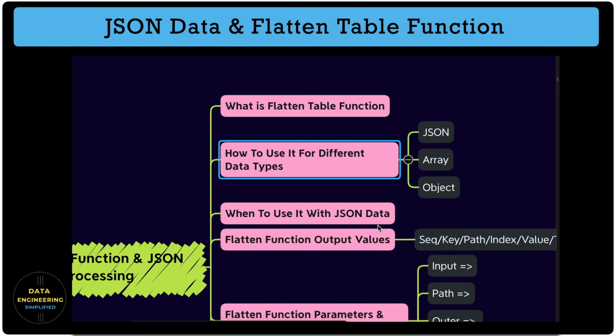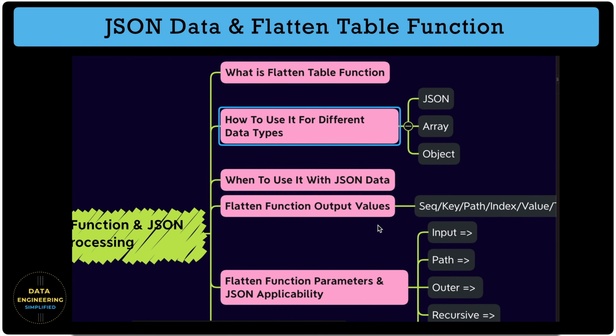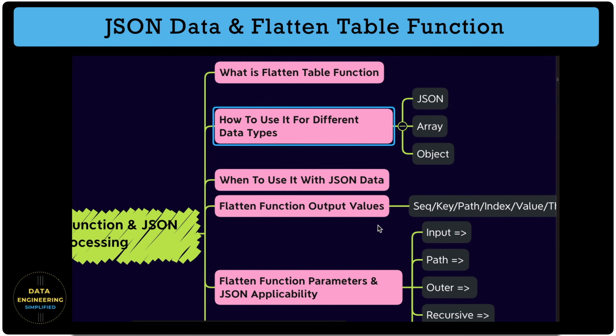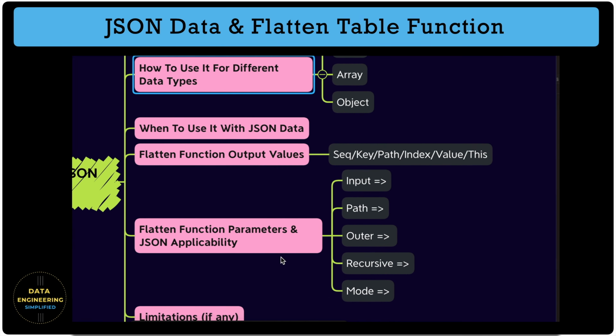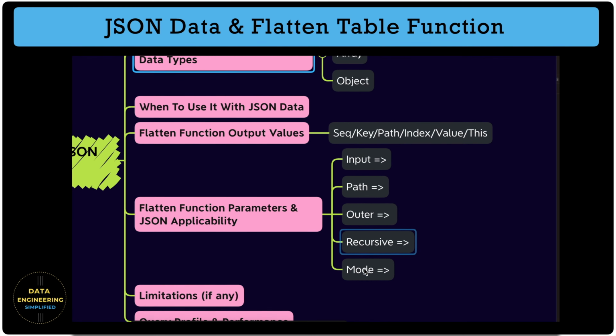This chapter will cover the following topics in the context of the flatten function. What is the flatten function or flatten table function? How to use it for different data types, be it JSON or array or object data types. Will the JSON structure be the most suitable to use the flatten function? Flatten function outputs, flatten function input parameters and their default values. Is there any limitation with the flatten function? And the performance of the flatten function.